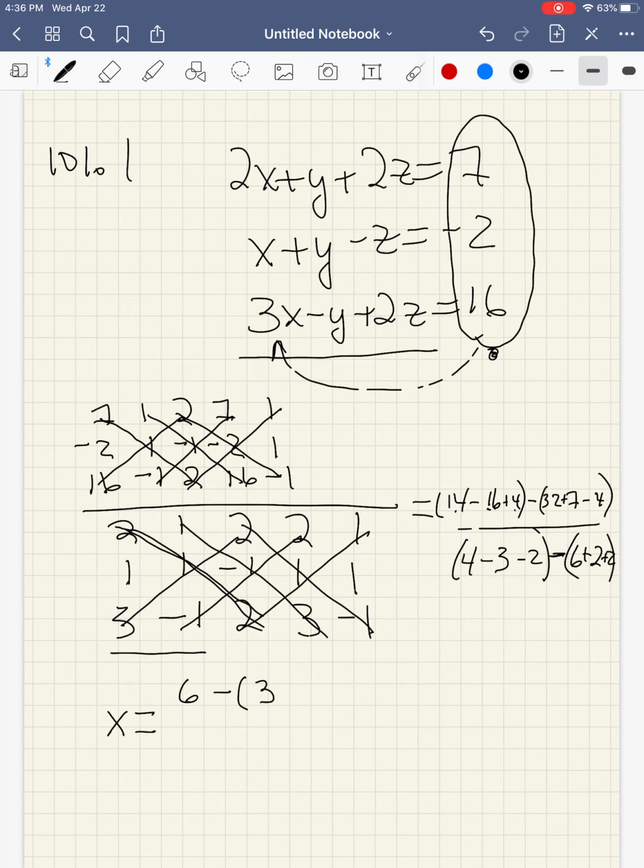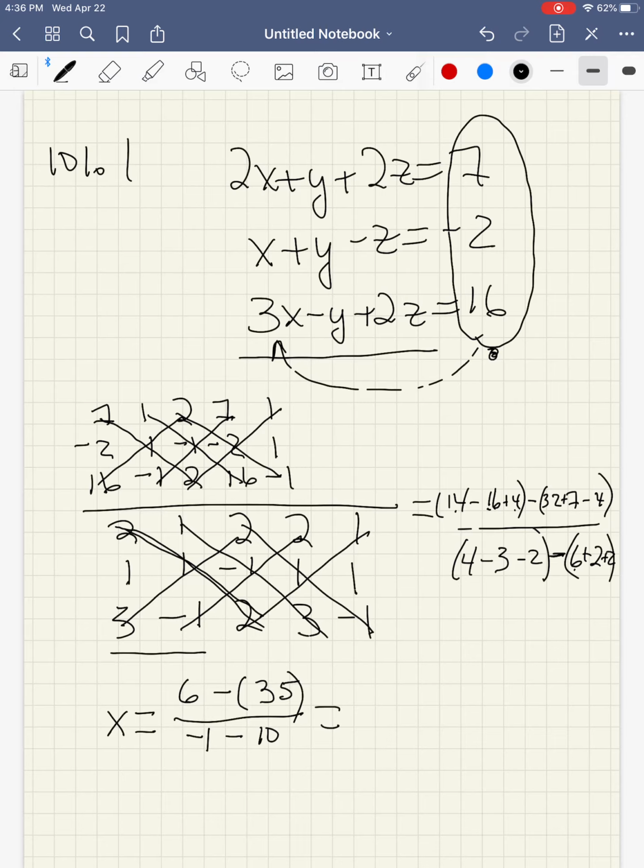If I did that right. 14 minus 16 plus 4. 32 plus 7 is 39. Minus 4 is 35. Okay. And then in the denominator, 4 minus 3 is 1, minus 2 is minus 1, minus 6 plus 2 is 8 plus 2 is 10.